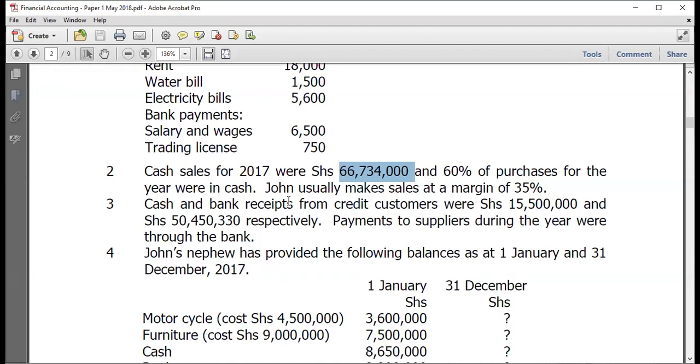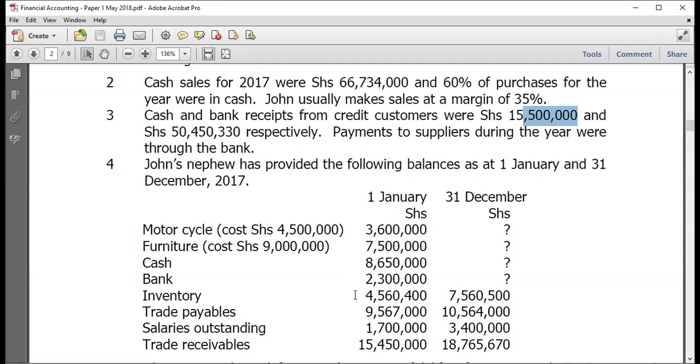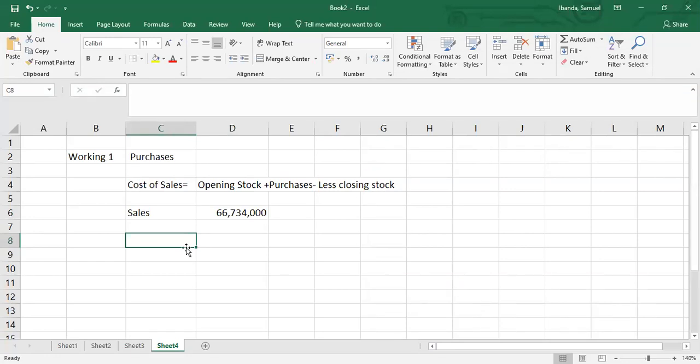But right here, they are giving us cash and bank receipts from credit customers. They have given us that value as well, okay? And then they are giving us the balances down here. Now, this is where the control accounts come in, because ideally, we don't have a distinct figure for credit sales, and we need the credit sales to be able to determine the purchases. So we are going to first determine our credit sales, okay? So what we are going to basically do is draw up the sales ledger control account first.